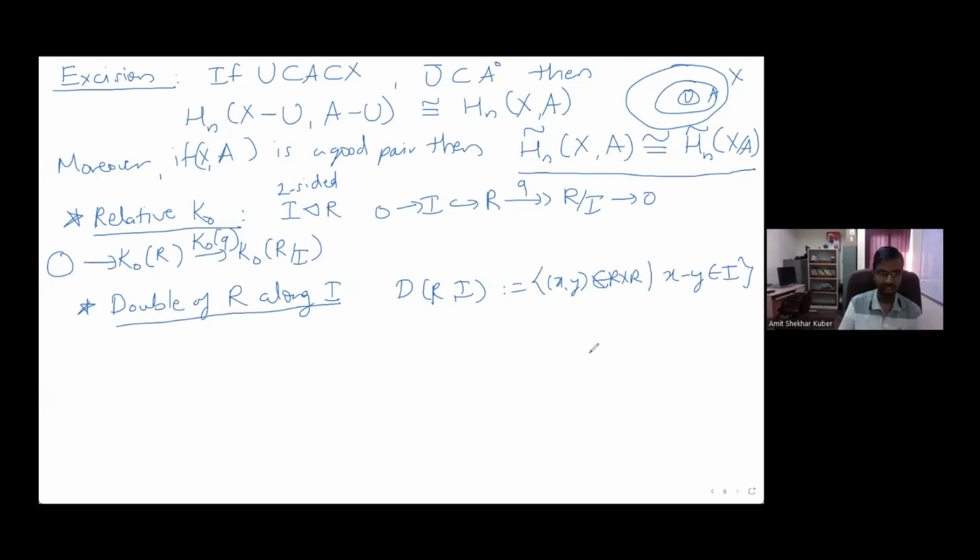Very simply speaking, we actually have a pullback diagram in the category of rings, or in the category of abelian groups, let's say for now. So this is the map which sends (x, y) to x minus y. This is, again, a subring of R cross R, and this is to R, and this is the inclusion. And this is pi1 minus pi2, where pi1 and pi2 are the standard projections. This is a pullback. So the double of R along I is this particular pullback.